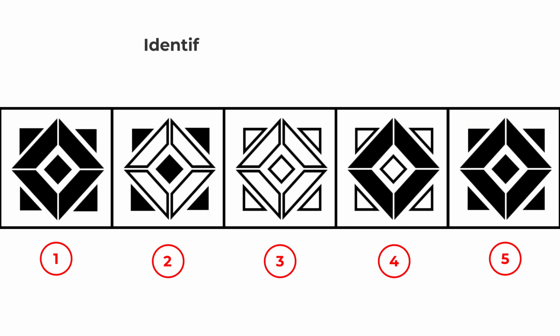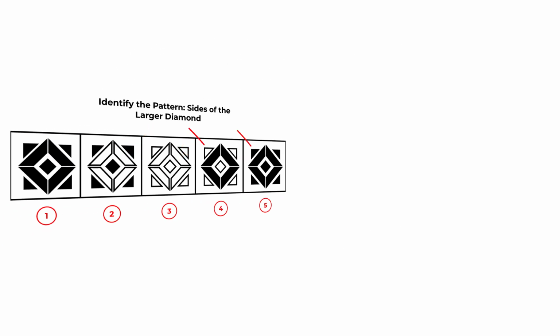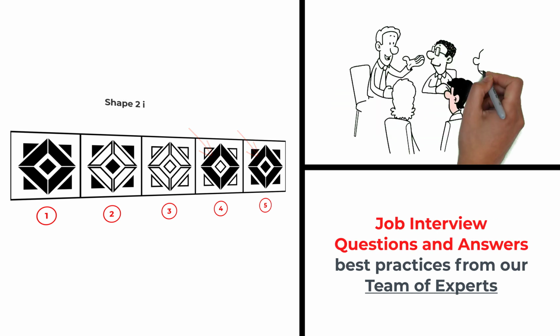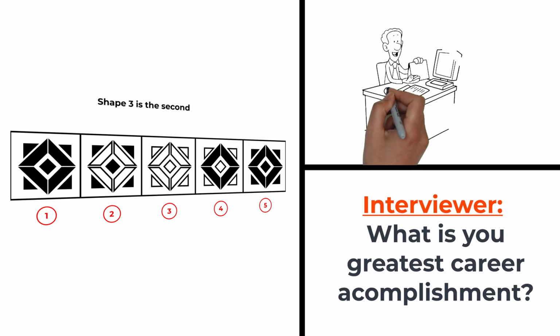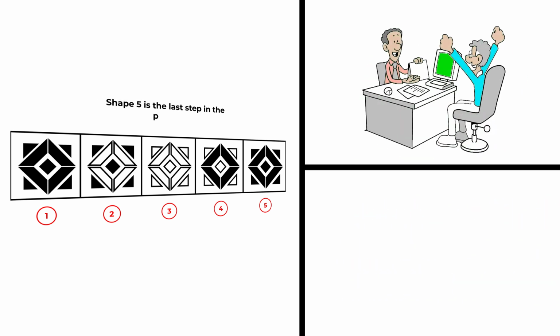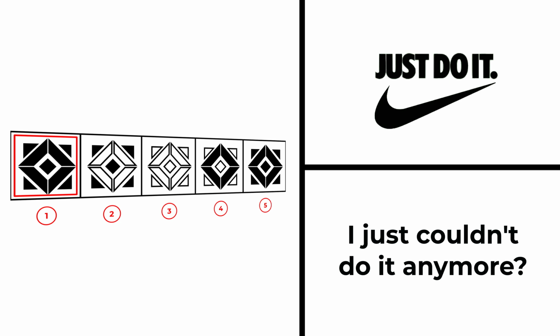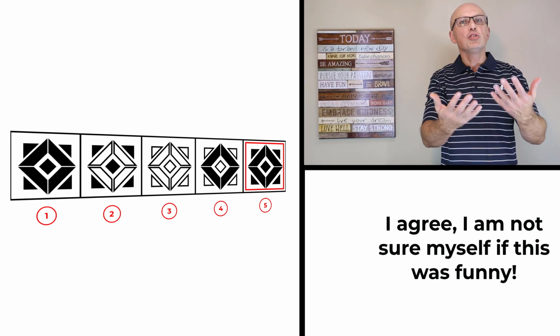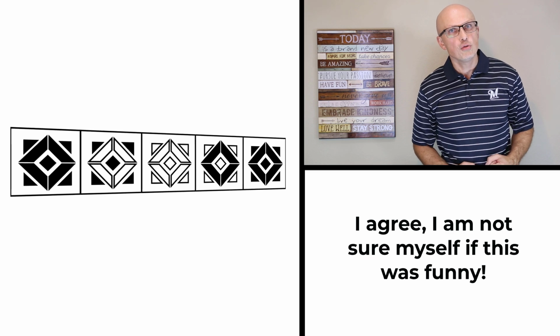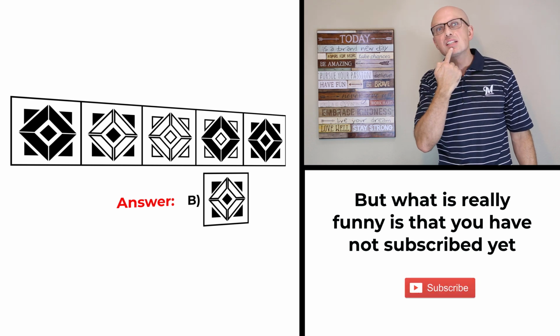And then the third pattern is the sides of the larger diamond. If you look closely, you see that the sides of the larger diamond in the first shape are black, then we have 2 white shapes, and then 2 blacks again. Let's recap. Shape 2 is the first shape in the pattern, shape 3 is the second shape in the pattern, shape 4 is the third shape in the pattern, and then shape 5 is the fourth and last step in the pattern. If you look closely at the shape 1 in the picture, you see that this represents the last shape in the pattern. So the correct choice here for shape 6 would be to select the first shape in the pattern, which is the matching answer for the choice B. So the correct answer here is choice B.